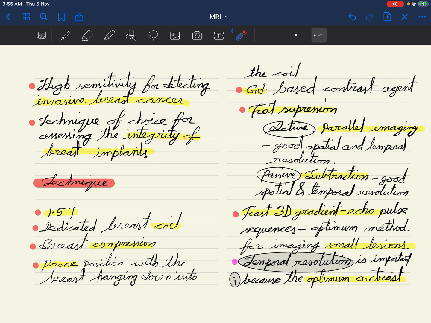The breast MRI technique requires a minimum 1.5 Tesla machine, dedicated breast coil, breast compression, prone position of the patient with the breast hanging down into the coil. Gadolinium based contrast agent is necessary. Fat suppression technique is necessary, that may be active, may be passive.